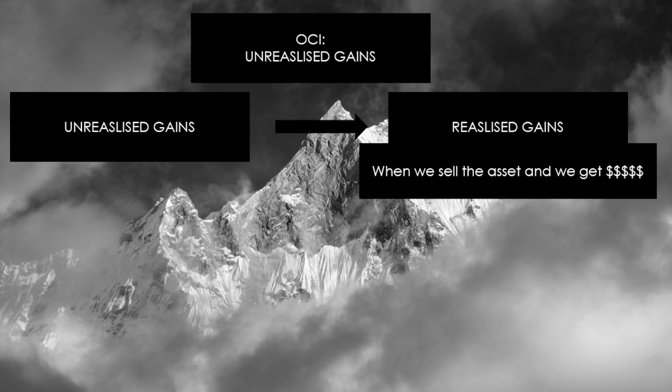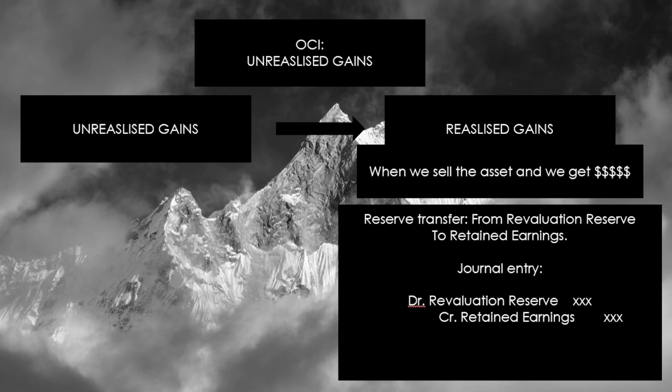So when this happens, we take everything out of our revaluation reserve and give it to our retained earnings through something called a reserve transfer. And so the journal entry for this would be debit revaluation reserve and credit retained earnings.